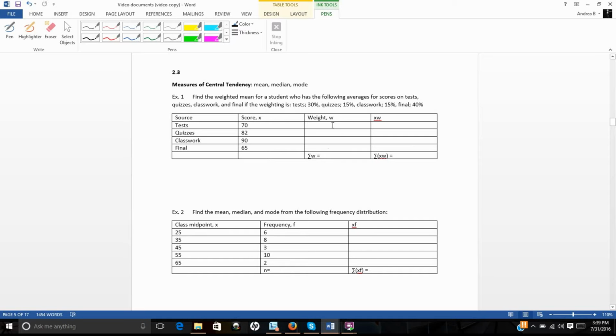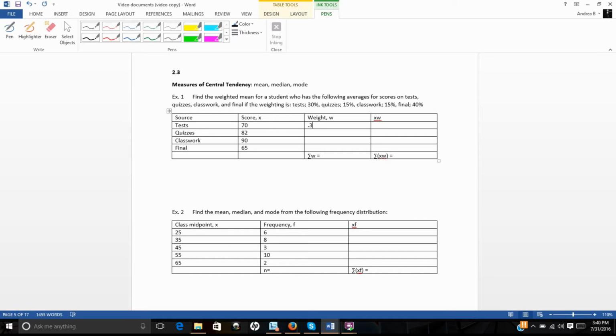And then the weight has to do with these percentages that I have given in the problem here. In this case, we have that tests are worth 30% of the grade. So we change that to a decimal. Remember to do that. You move the decimal point to the left 2 places, or you can divide it by 100. Either way, you'll get the same thing.